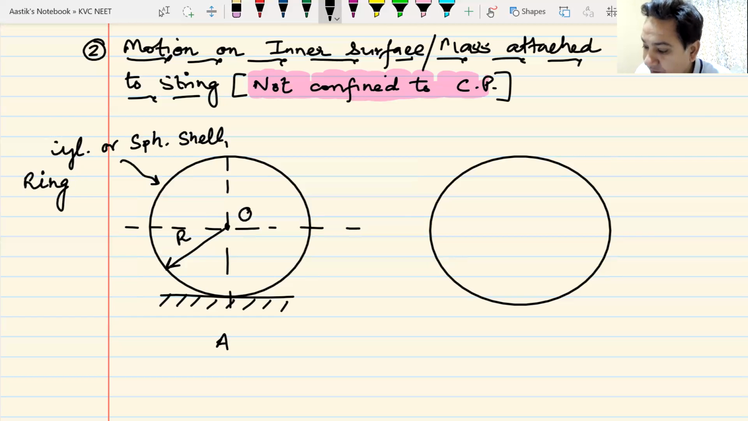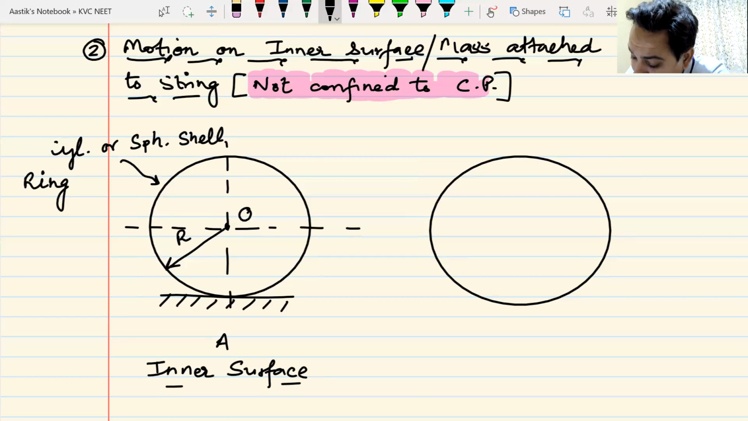Now, the case could be case A. This case A is motion on the inner surface. Now, how is the motion going to take place here? I'll keep a block at the bottom, a block of mass M, and the block is going to move like this, or like this, on the inner surface of the shell or cylinder or whatever you call it. I hope you understand how it is moving.